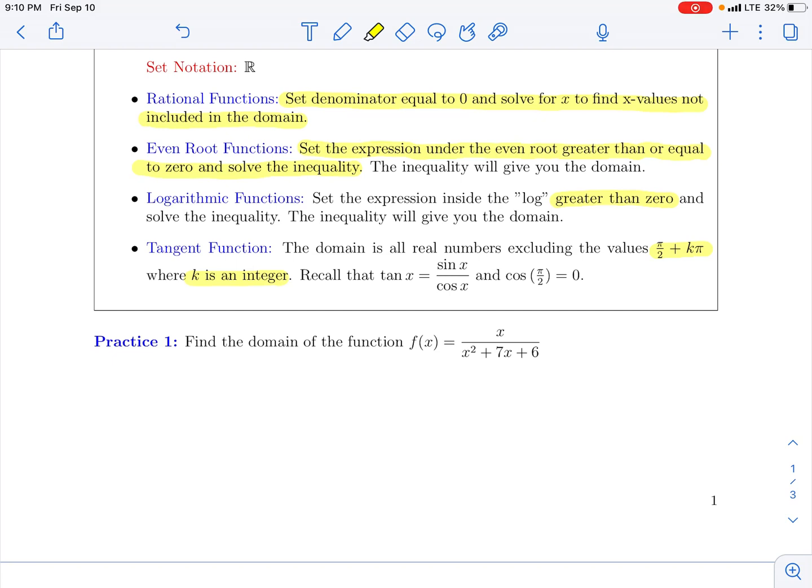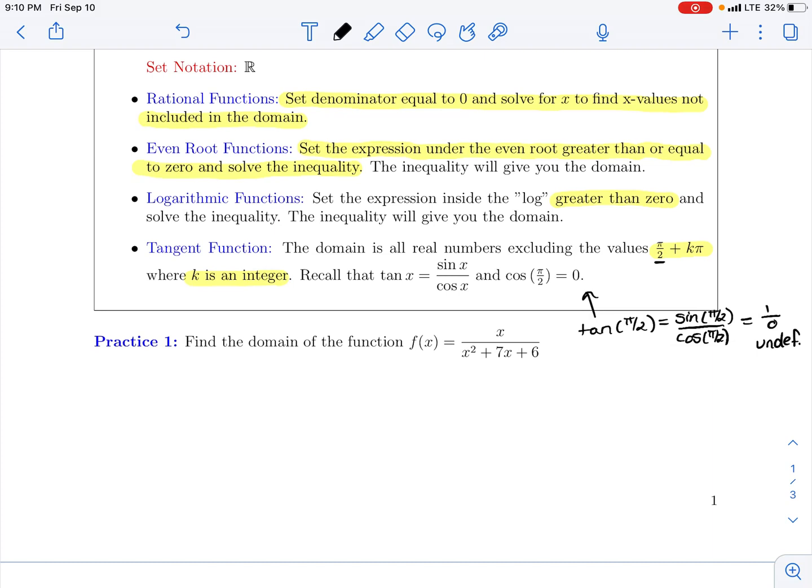So recall that tangent of x is defined as sine over cosine. And also that cosine of pi over 2 equals 0. So if we did tangent of pi over 2, that's equal to sine of pi over 2 over cosine of pi over 2. And what happens here is I get 1 over 0, which is undefined.